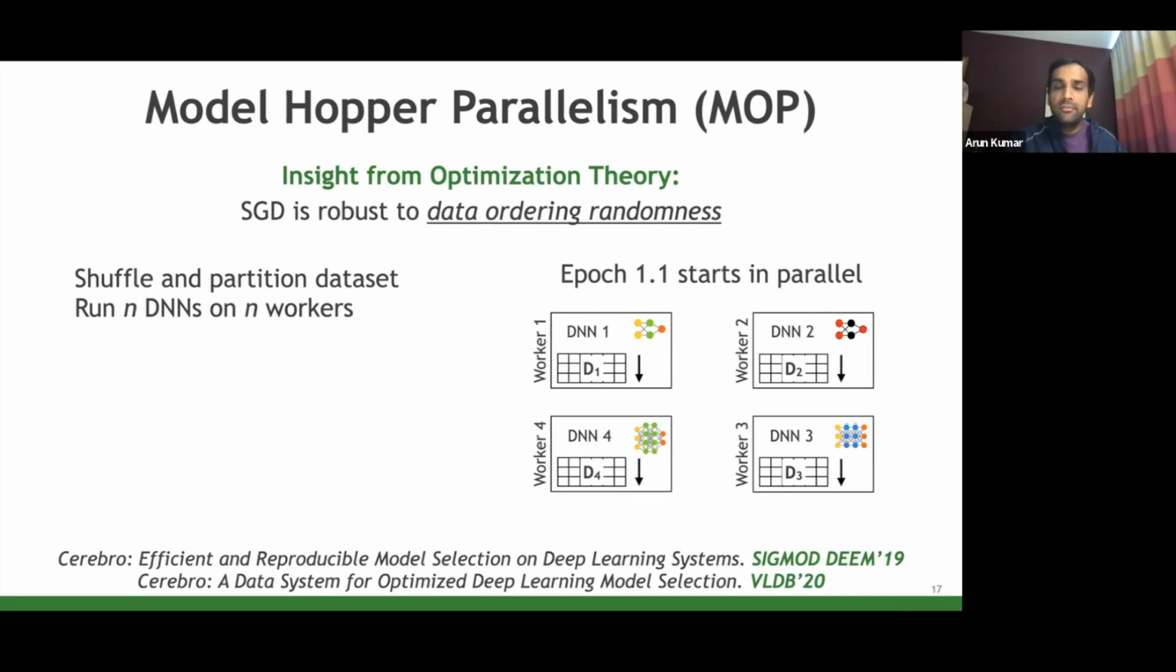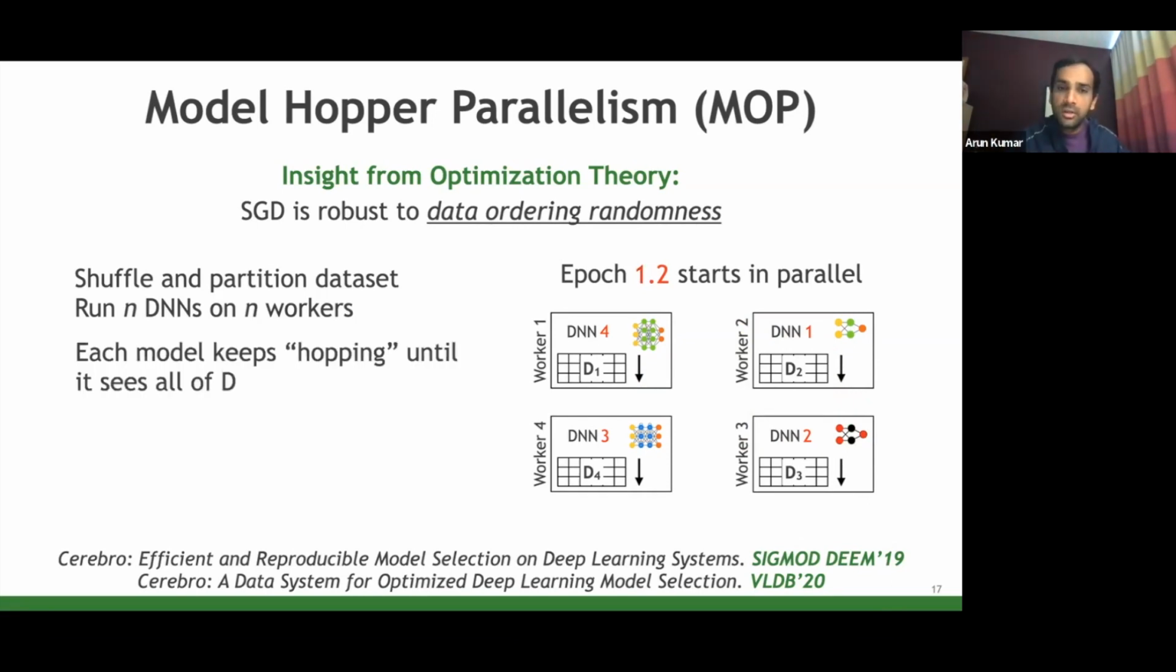But at that point, after seeing the local shard, checkpoint the model, hop across workers. And so now you resume training of that model on a different shard. So notice that model 1 has hopped from worker 1 to worker 2. And now it resumes training the same epoch, which we call sub-epoch, on the shard D2. All models keep hopping across all the workers until they see all of the data set. And that is when a single epoch has been finished by all the models.